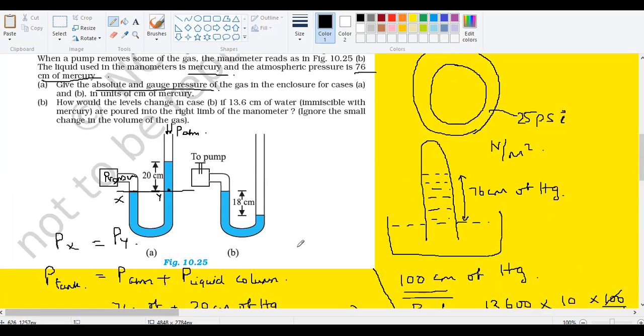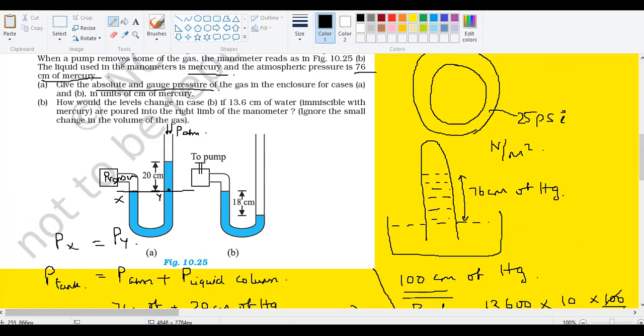So far I have been talking only about the absolute and gauge pressure for case A. Okay, so let's go to case B. Again the same thing, but now they said they connected it to a vacuum pump, right? Pump means it will be pumping some gas, either it can put more gas or it can remove some gas. So when you remove some gas, let's read it one more time.